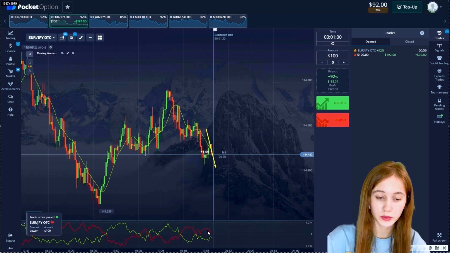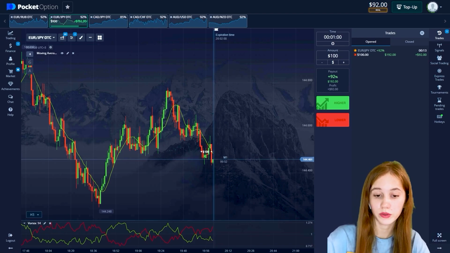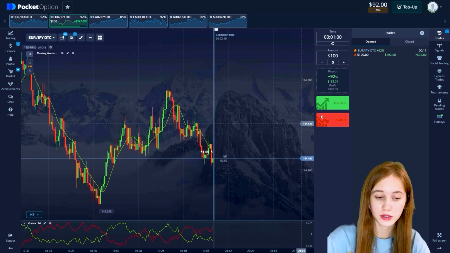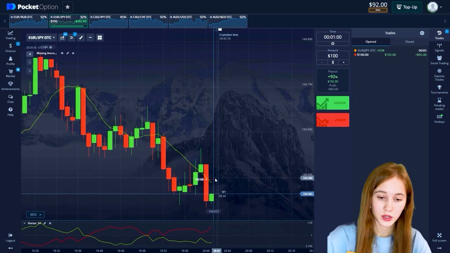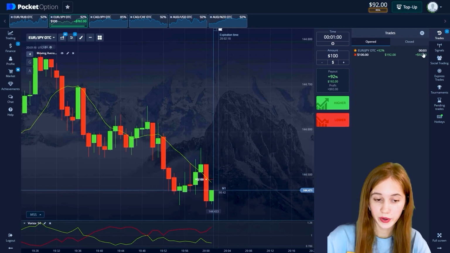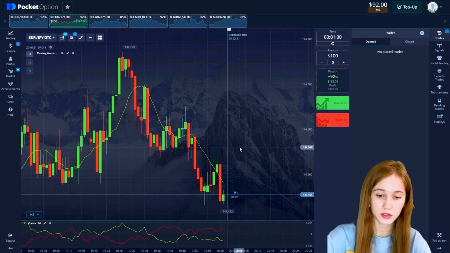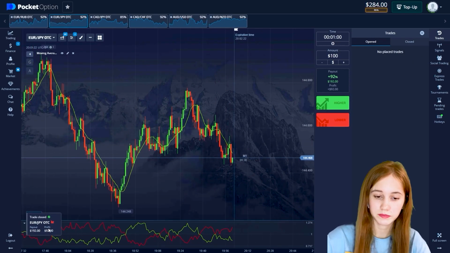For vortex, we see the same situation. Our red line is directed upward and the green one is directed downward. Also means that the downward trend is predominant. 10 seconds left. And we are below our opening point. 2 seconds. Yeah, plus deal.